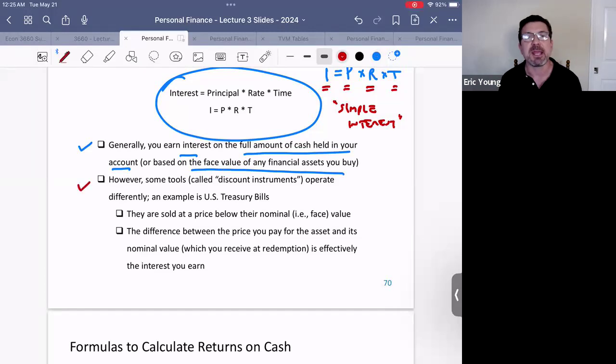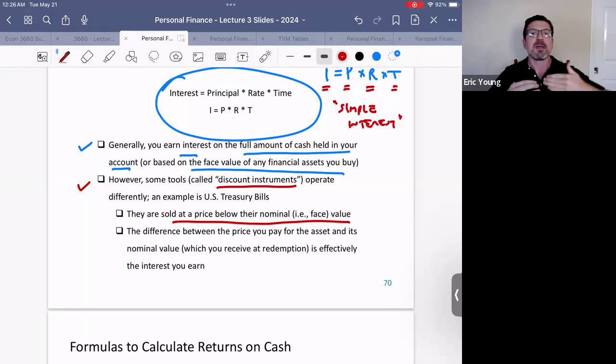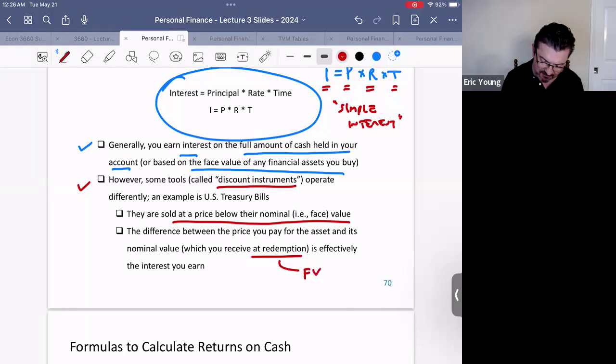However, there is a unique category of investments that are called discount instruments. It's another tool for the job, and they're great. There's nothing wrong with them. They just behave a little bit differently. With a discount instrument, you actually buy the asset at a price below their nominal value. In other words, the asset has a face value, you pay below the face value. Then finally, when the asset matures and then you redeem it, you get back the face value. So you redeem it at face value, and the difference is the interest that you earn.